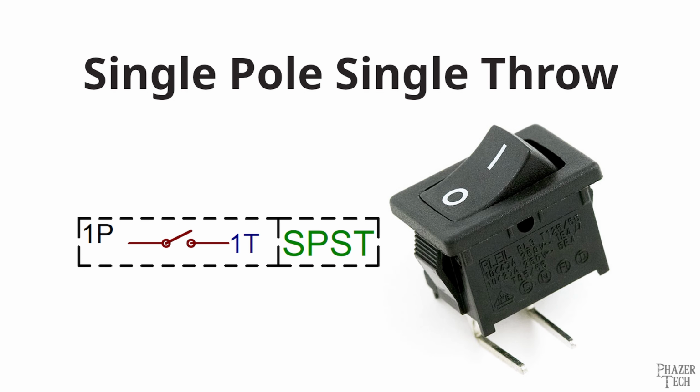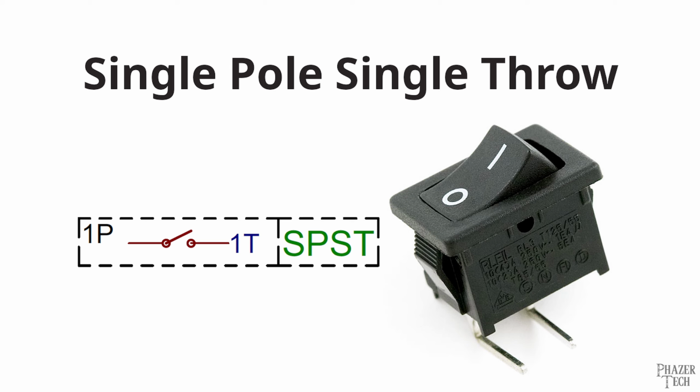It's referred to as an SPST on-off switch. SPST stands for single pole, single throw. Single pole means we're only dealing with a single switch, while single throw means there's only two pins which can make contact together. When the switch is flipped up, these two pins are connected together, and when the switch is flipped down, the connection between these two pins is broken.